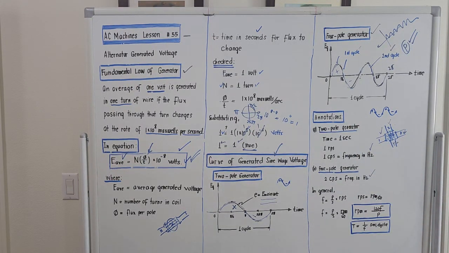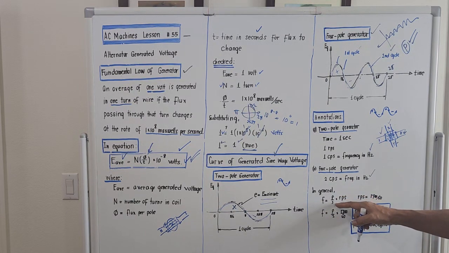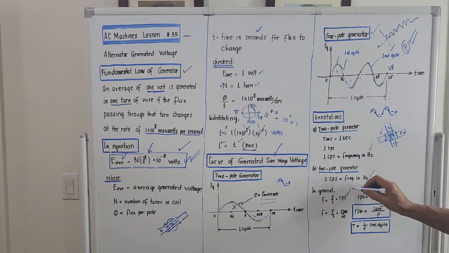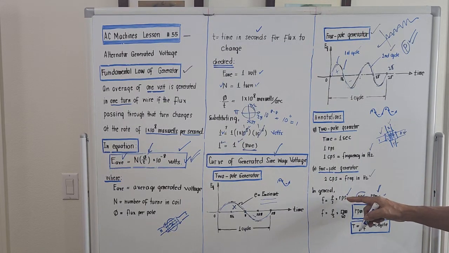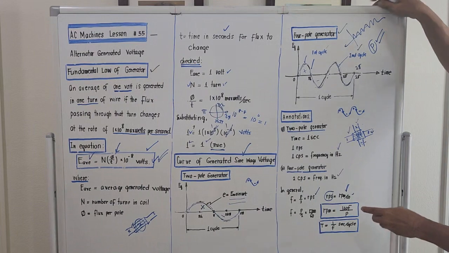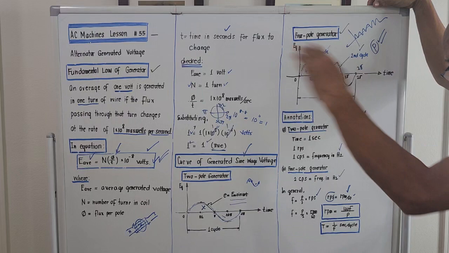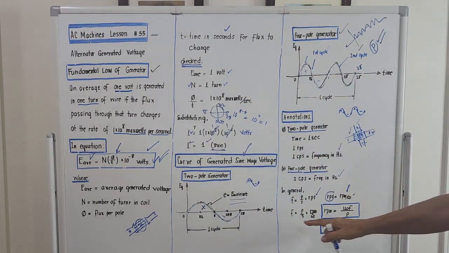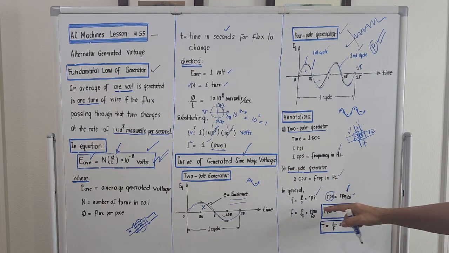So in general now, frequency will be the number of poles divided by 2 times RPS. Okay? And if we try to convert RPS to RPM, we will just divide the RPM by 60 to become RPS. So we could replace this RPS here by the value RPM, the revolutions per minute we are talking about. Okay? So frequency now will be P over 2, and we will replace this RPS by the value RPM over 60.